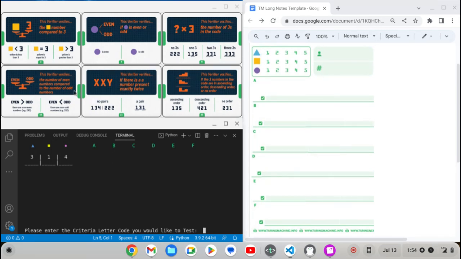Criteria card D again looks at our 3-digit solution and will let us know a little bit about the ratio of even to odds. So should there be more even than odds, or should there be less even than odds?